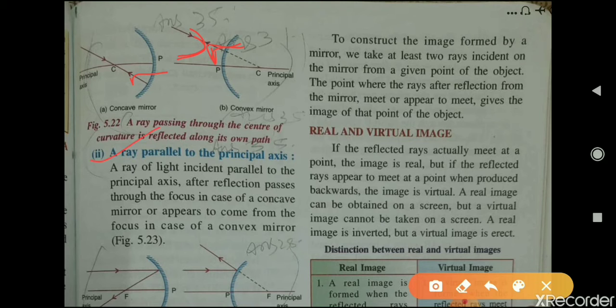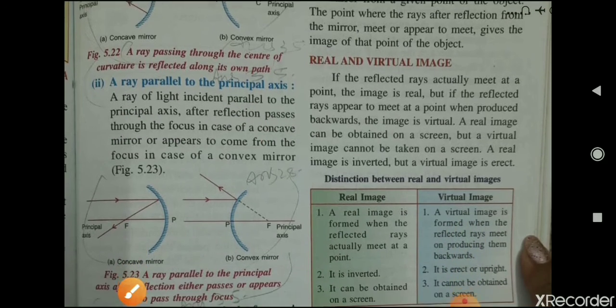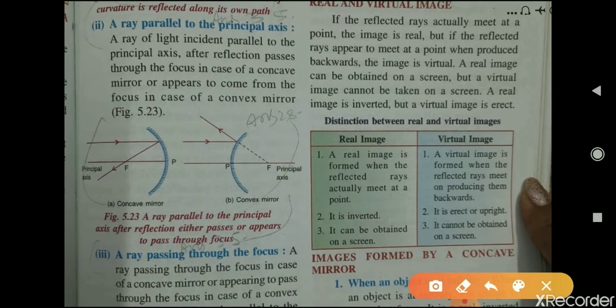Second is a ray parallel to the principal axis. A ray that is incident parallel to the principal axis, after reflection passes through the focus in case of a concave mirror, and in case of a convex mirror, it appears to come from the focus. As you can see here, this is the case of a convex mirror and this is a concave mirror.